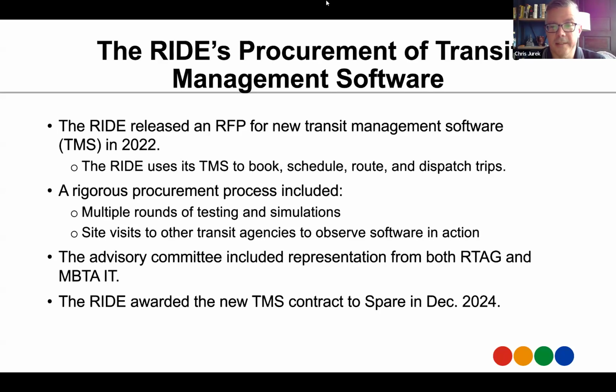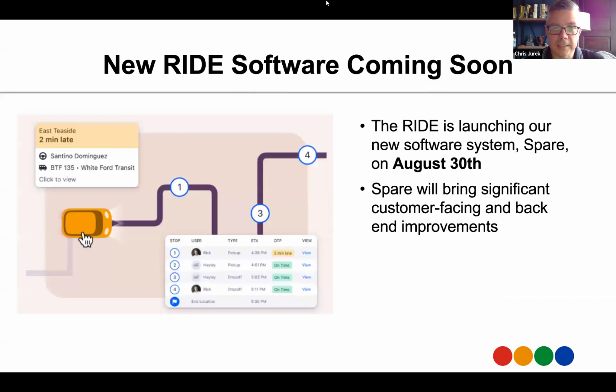And we did, in December of 2024, finally award a contract for the new software system to a company called Spare. Since December, we have been working with them to go through the process of testing their platform, as we call it, validating it, configuring it to align with our operations, our various policies, the specifics of running transportation in the greater Boston area, and a number of other things.